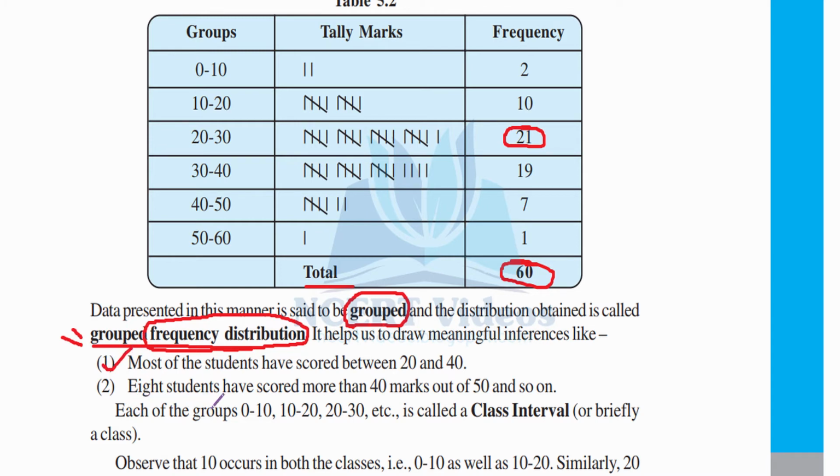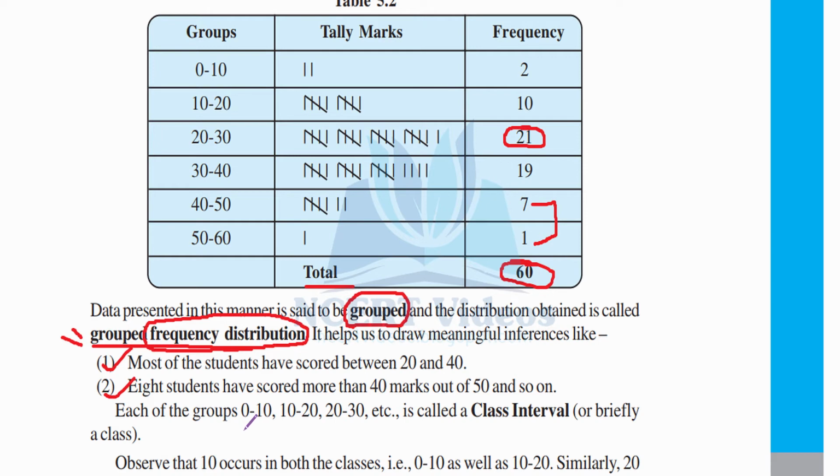Second, 8 students have scored more than 40 marks out of 50, and so on. It is talking about more than 40 marks. So more than 40 simply means it could be 40 to 50. So we will add both these numbers of students. 7 plus 1 is 8. Therefore, 8 students have scored more than 40 marks out of 50.